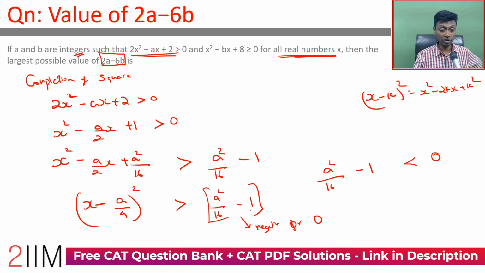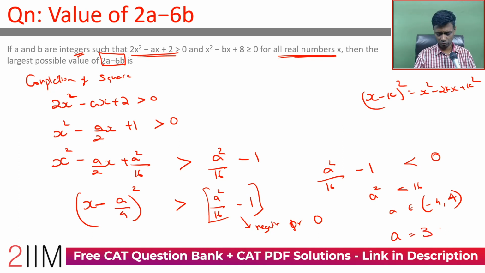Because if this were equal to 0, then x minus a by 4 the whole square is always greater than 0. That won't hold good, because if x is a by 4, this will become 0. And this number should be negative. Or a square is less than 16. A is in the range minus 4 to plus 4. Fine. So we want the largest possible value of 2a minus 6b. So a has to be as high as possible. A cannot be 4, so a should be 3.